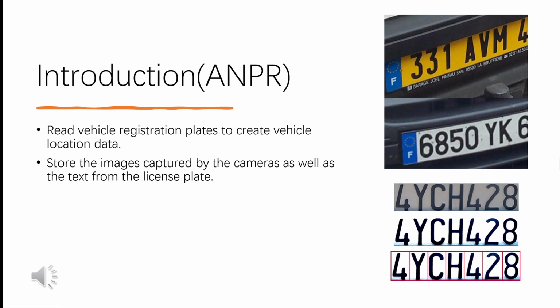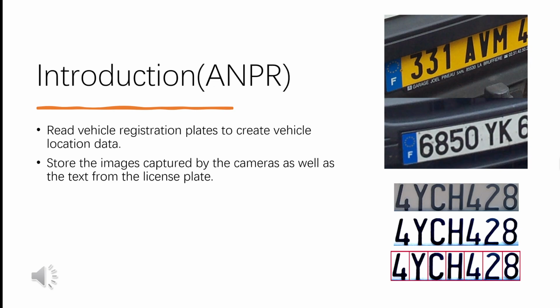This project is an implementation of a widely used system called automatic number plate recognition. Automatic number plate recognition, also known as ANPR, is a technology that uses optical character recognition on images to read vehicle registration plates to create vehicle location data. It can use existing closed-circuit television, road rule enforcement cameras, or cameras specifically designed for the task.